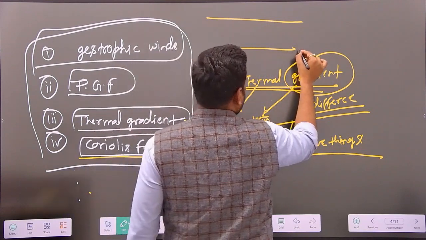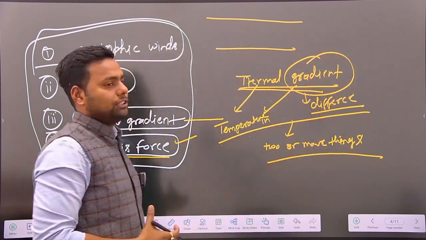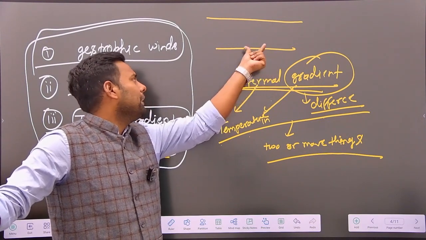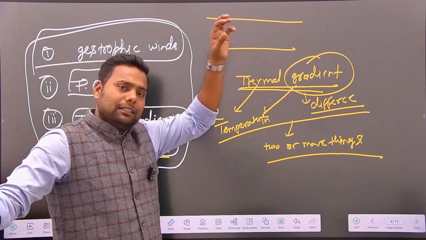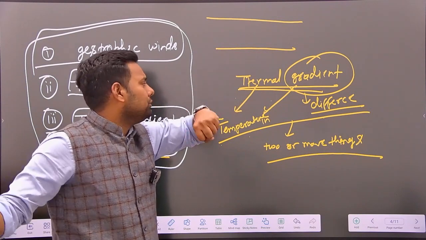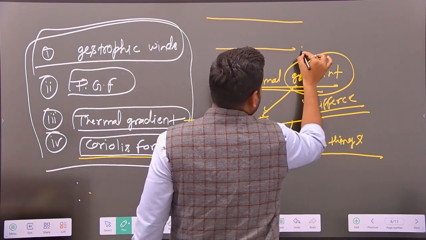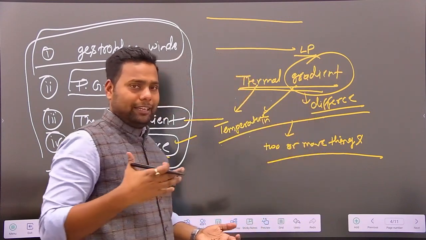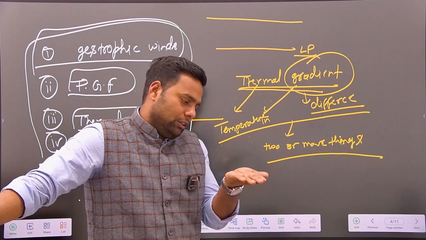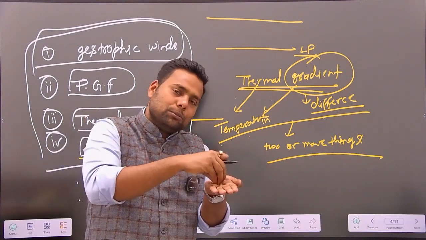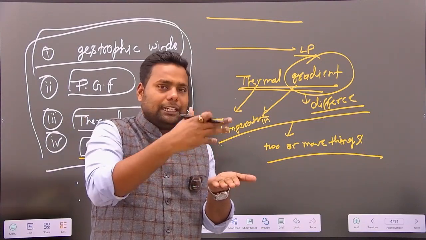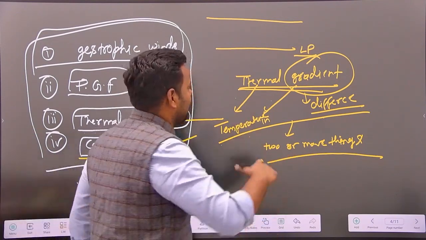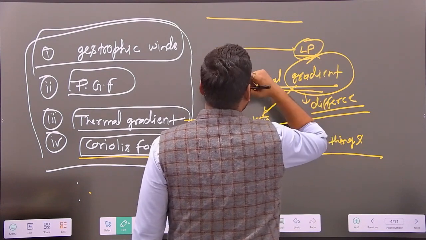In the lower latitudes there is a lot of insolation. Due to this, the equatorial region receives a high amount of insolation, and here a low pressure is created. When the lower latitudes receive more heat, the earth gets heated, the nearby air also gets heated and rises up, creating a low pressure.